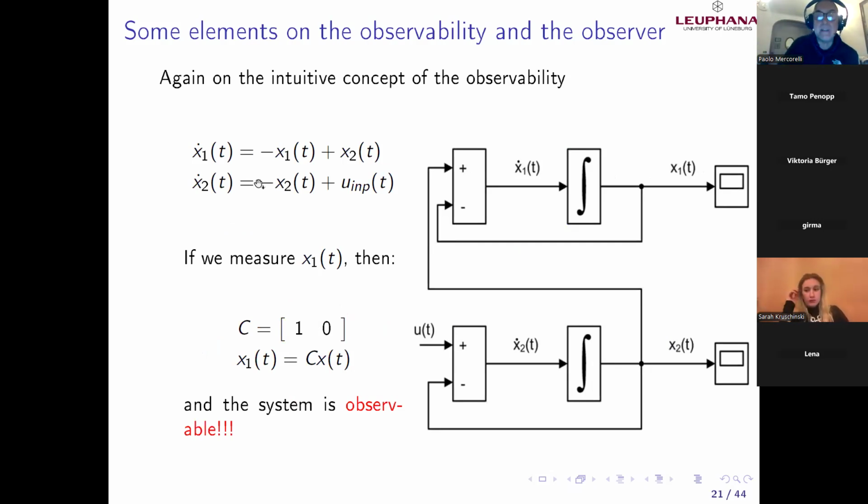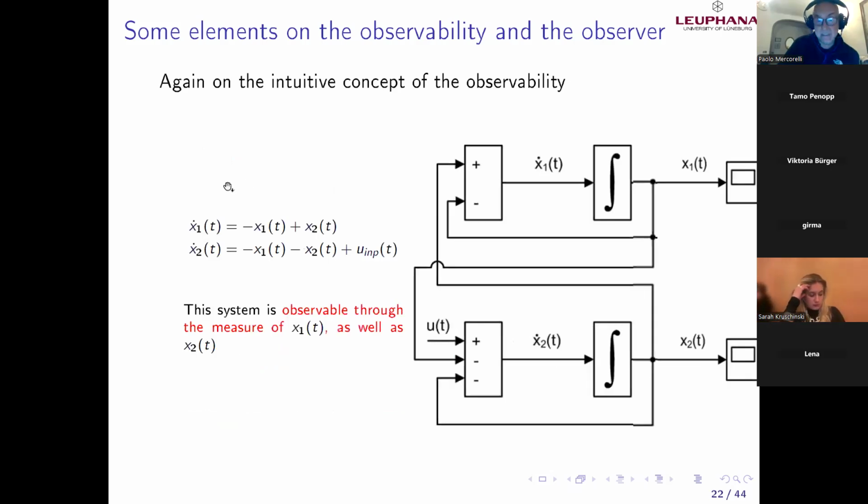If I add here minus x1, I will have these two equations. Now, the block diagram does not change, but I have to add just this line, which connects the dynamics of x1 with the dynamics of x2, in accordance with what is written here, minus x1. Now, I can measure x1, I can measure x2. We can see that the system is observable independently of what I am measuring.